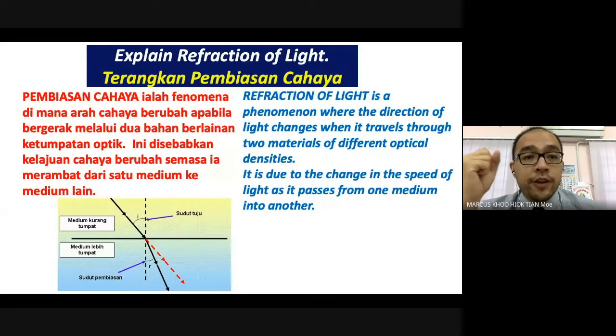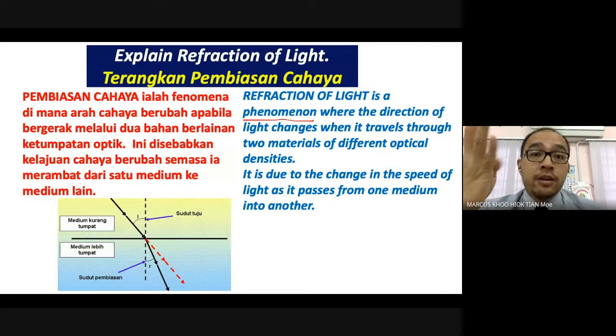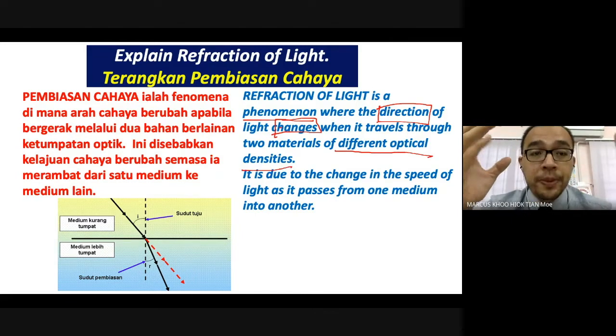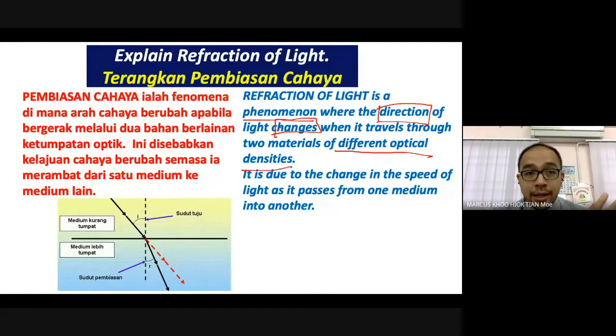So refraction of light is a phenomenon, just like there are four phenomena: reflection, refraction, diffraction, and interference. Refraction of light is a phenomenon where the direction of the light changes. So these are the key words: direction changes when it travels through two materials of different optical densities. So this is the definition: the changing of the direction of a light when it passes through materials with different optical densities. For example, this is less optically dense, this is more optically dense. You find that it is bent, like this.